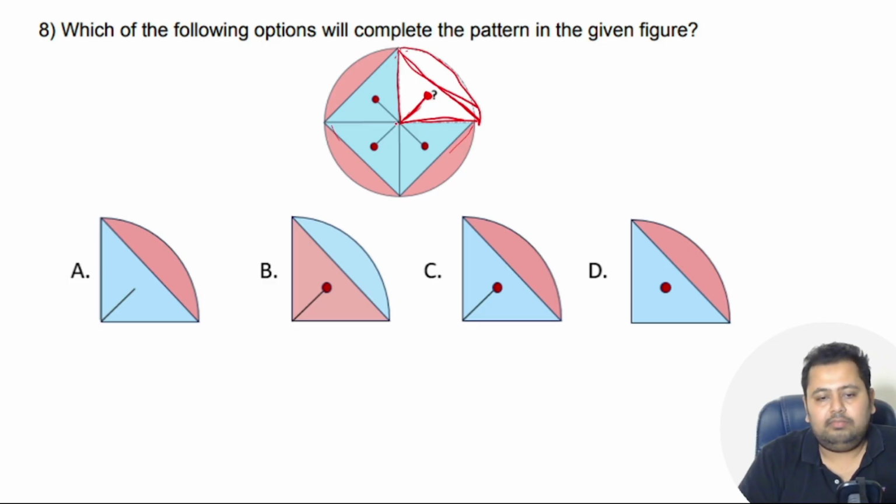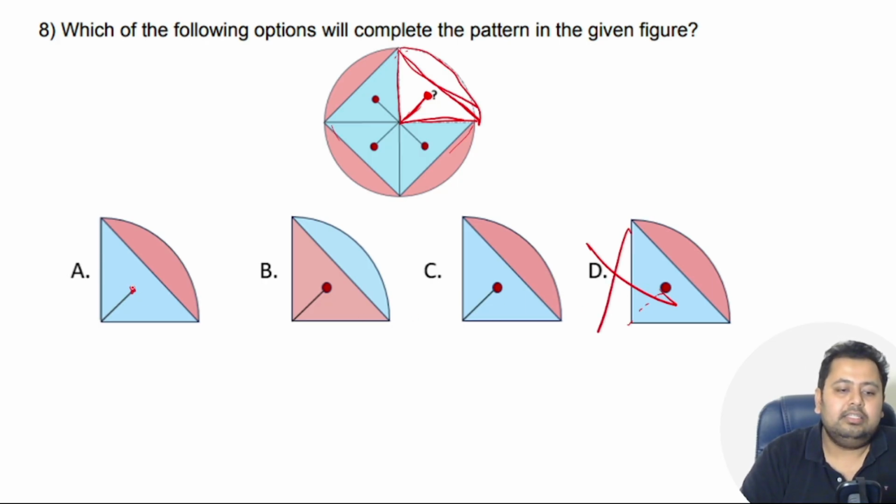So now let's just look at the options and see how many of these options don't have the thing that we are showing. This doesn't have this line, so this cannot be the answer. Here the circle is missing, so this cannot be the answer. Now between both B and C, we have to find which one is correct.